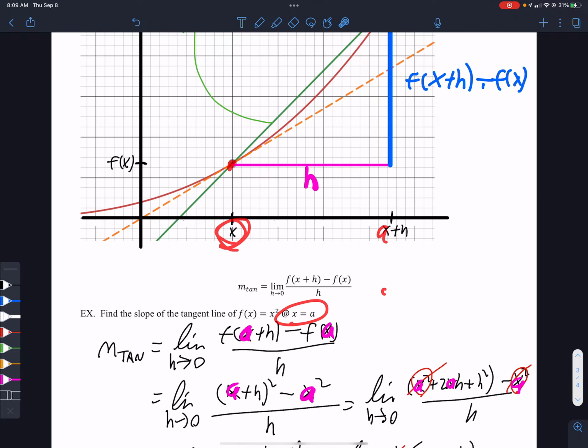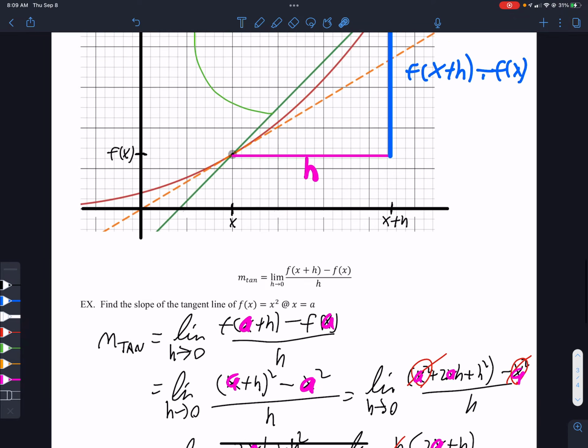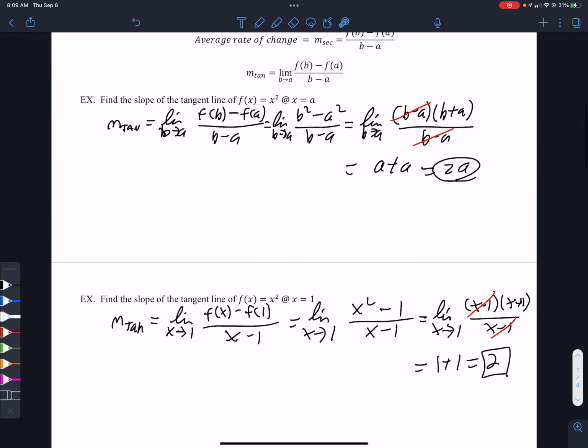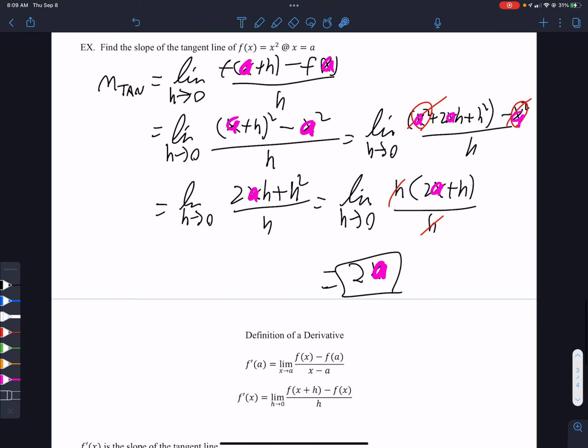So if I want this to be the point of tangency, that has to be a. So that's a plus h. So everything stays the same. Instead of x's, you have a's. So it's 2a, but look what we found up here. Same answer. So we can find the slope of the tangent at any point by plugging in the x-coordinate there.